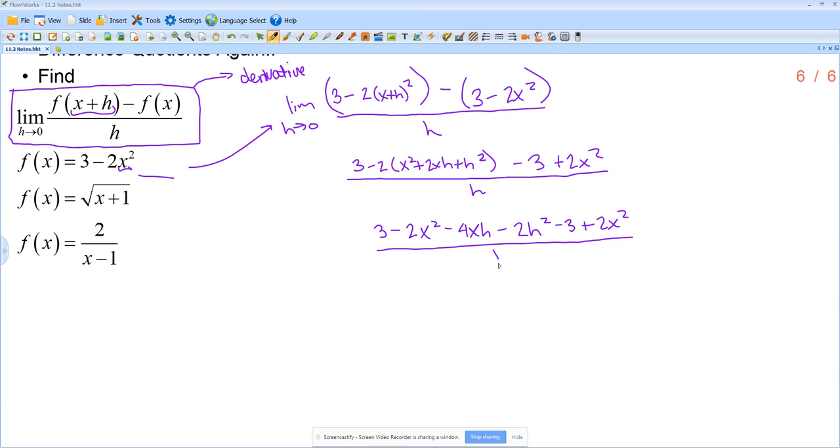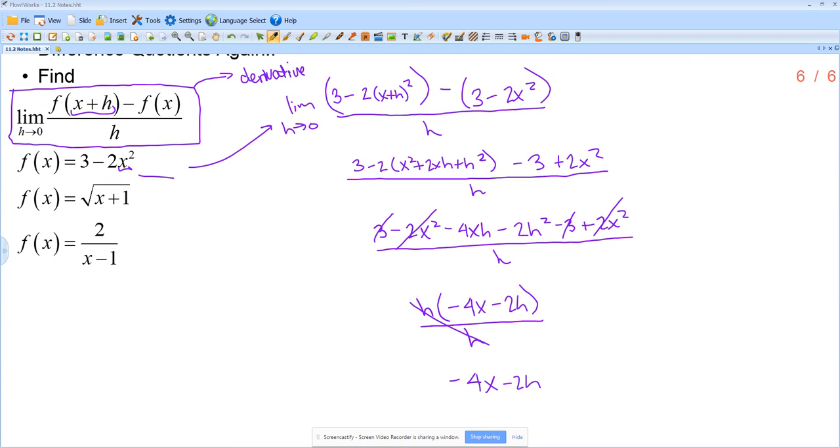all over h. Now, what should always happen is this right side should cancel. So 3 minus 3, negative 2x squared, positive 2x squared. Looking at what I have left, I will factor an h out of that. So I'm left with negative 4x minus 2h over h. My h over h cancels, and I get negative 4x minus 2h.